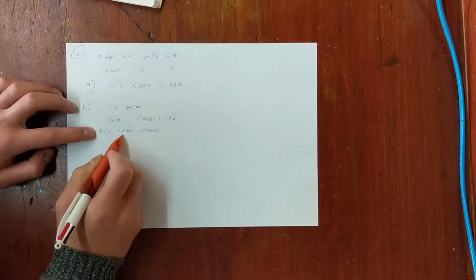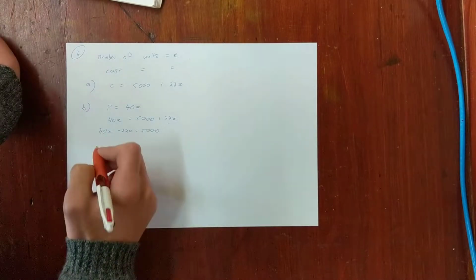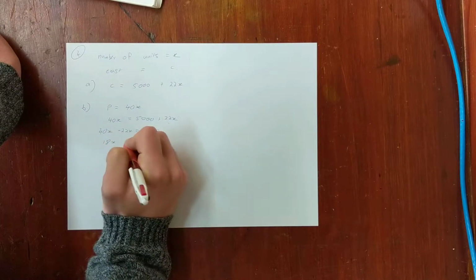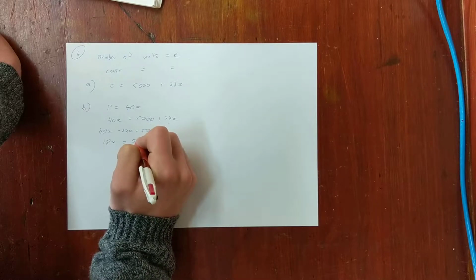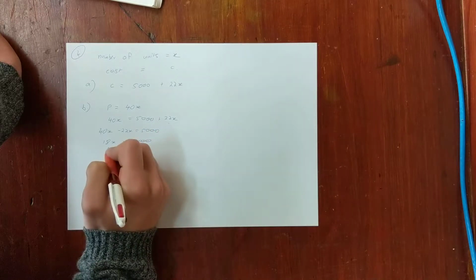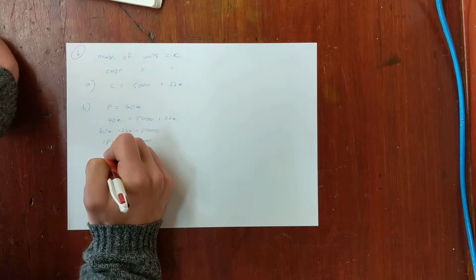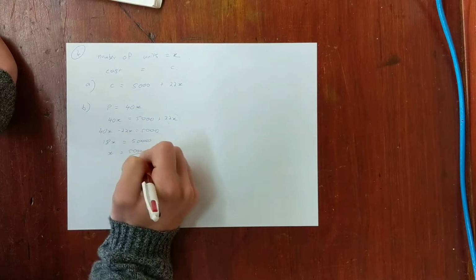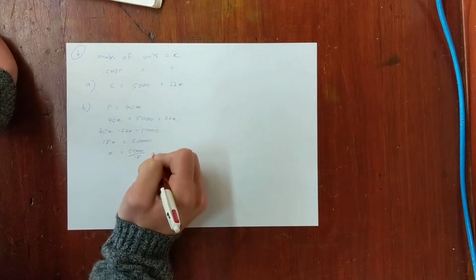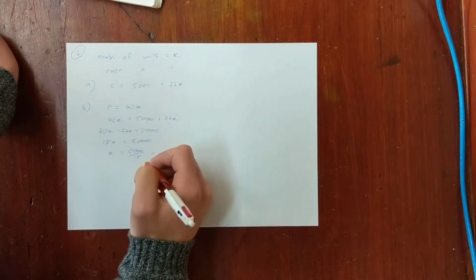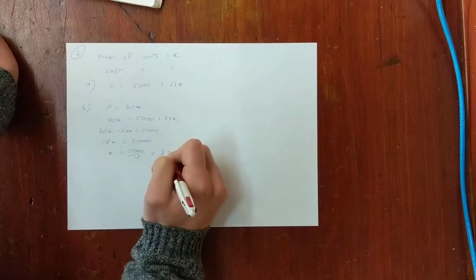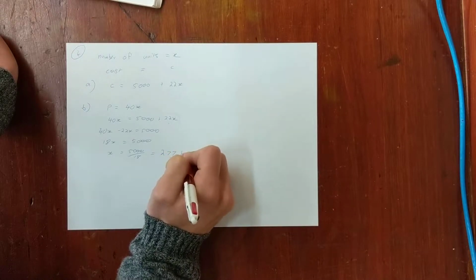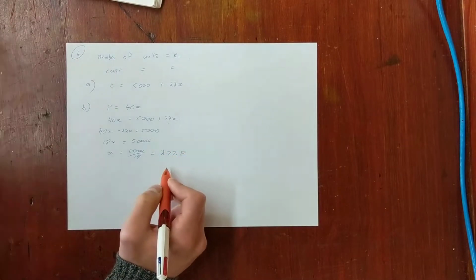If I've got 40x's and I take away 22x's, then I've got 18x's remaining. 18x equals 5,000, and now I'm going to divide both sides by 18 to get x equals 5,000 divided by 18, which equals 277.8. We'll put that one into the calculator.